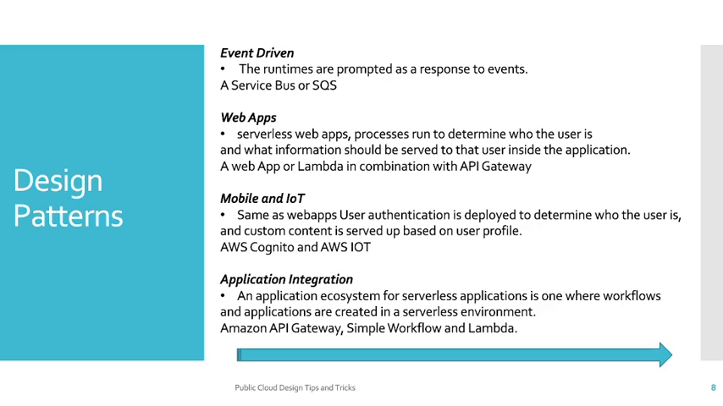Then the third one is mobile and IoT. Same as web apps, user authentication is deployed to determine who the user is, and custom content is served based on the user profile. That means AWS Cognito or AWS IoT. And the last one, application integration. An application ecosystem for serverless applications is one where workflows and applications are created in a serverless environment. Amazon API Gateway, Simple Workflow, and Lambda are all examples.